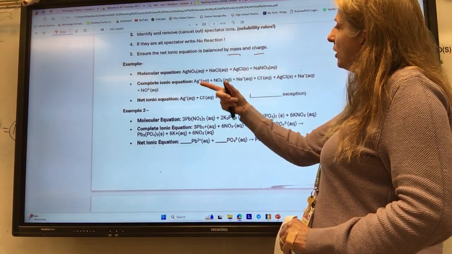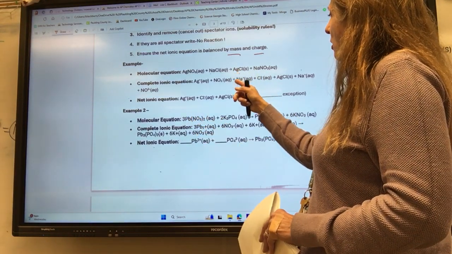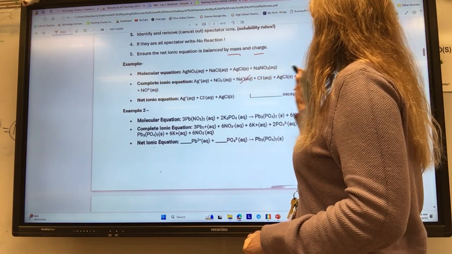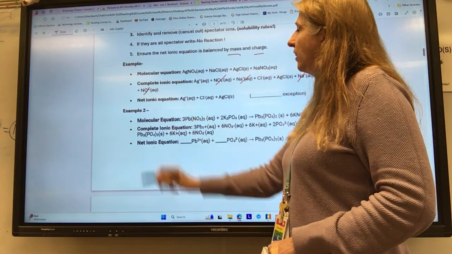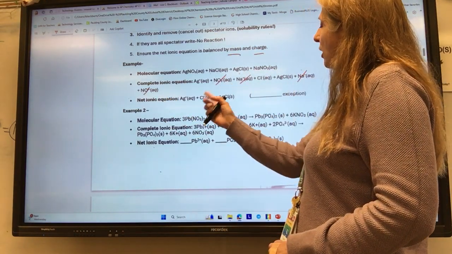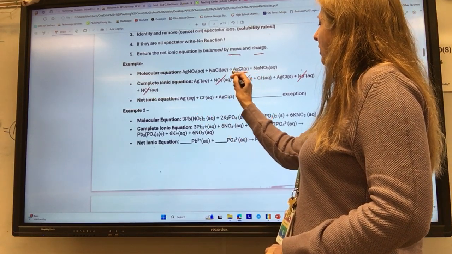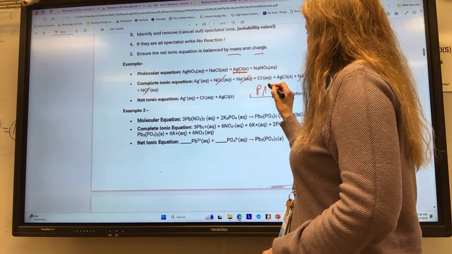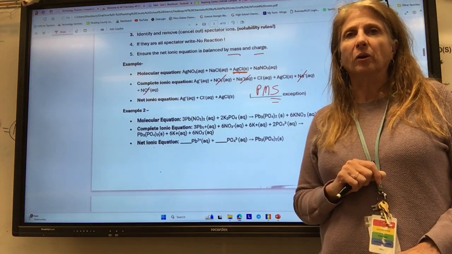Now we look and say, what do I have the same thing on both sides of the arrow? Well, I have a sodium here and a sodium there, so I get to mark them out. Okay. I have a nitrate here and a nitrate there, so I get to mark them out. And then you just write down what's left, what you didn't mark out. Now, why did silver chloride become a solid when halogens are supposed to be soluble? It was the PMS exception, S for silver. So that's how it works.